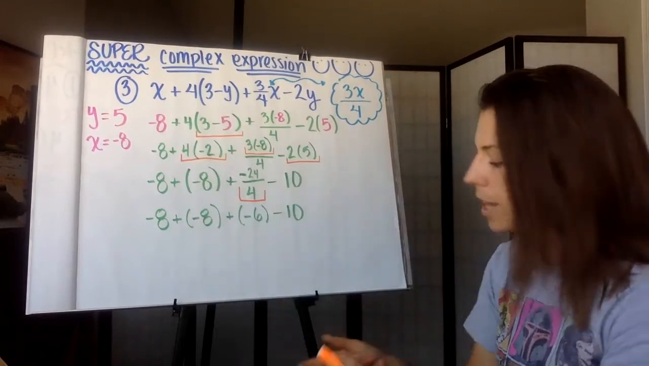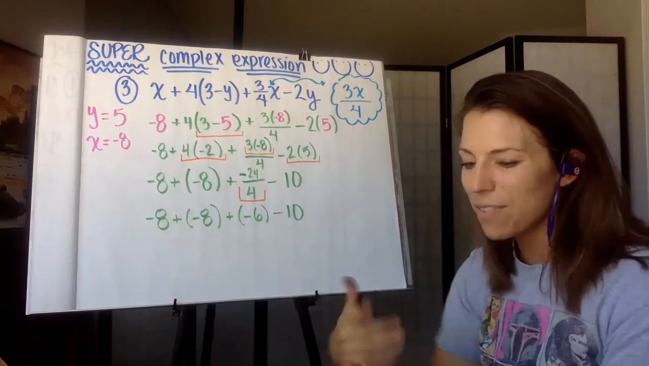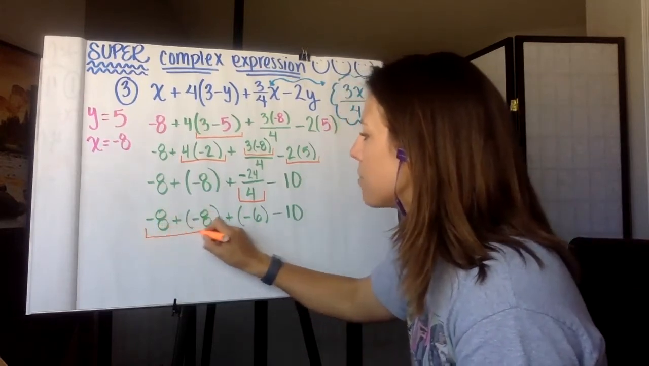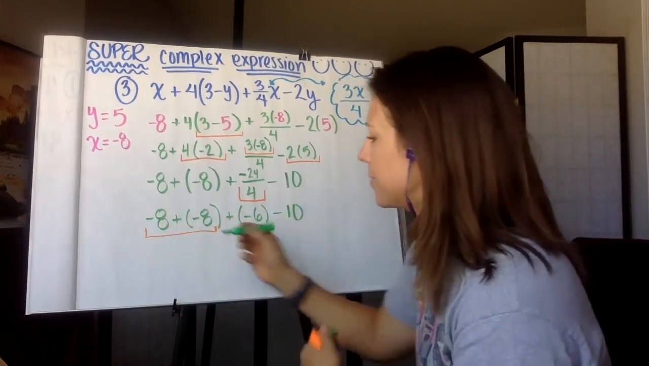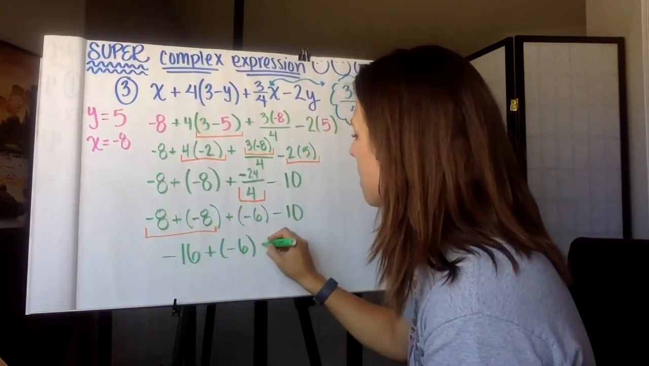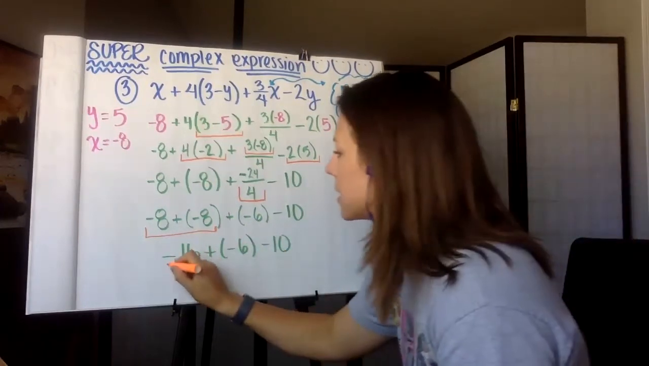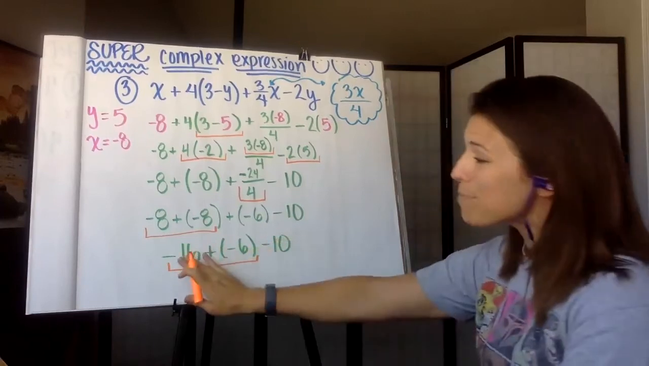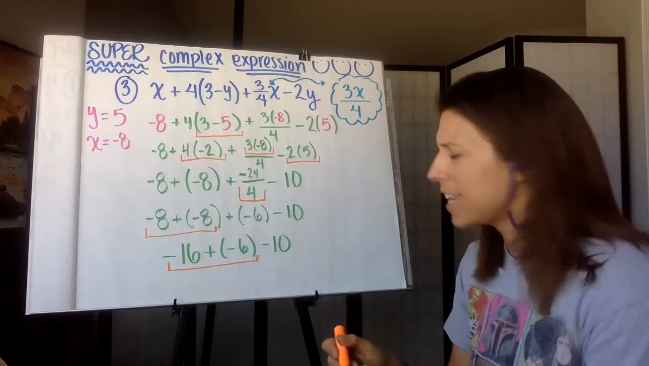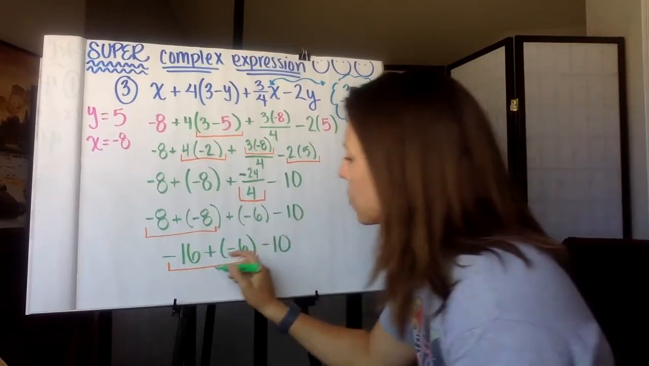Now we just go from left to right. So here we go, -8 plus -8. Again, because this is already negative, I don't want to change that to subtraction. I'm just going to total up the negatives. -8 plus -8 is -16. Plus -6 minus 10. Continuing from left to right, -16 plus -6. Again, because they're both negative, I'm just adding up negatives, which is really similar to adding up positives. -16 plus -6. 16, 17, 18, 19, 20, 21, -22.